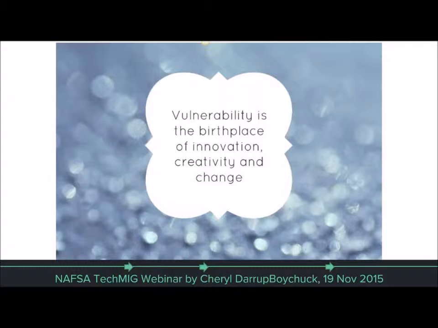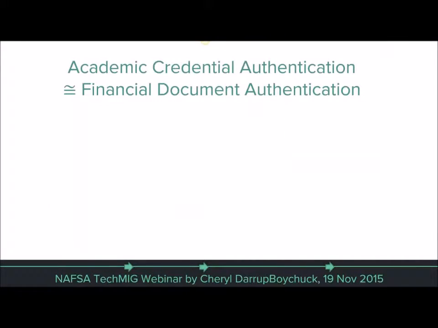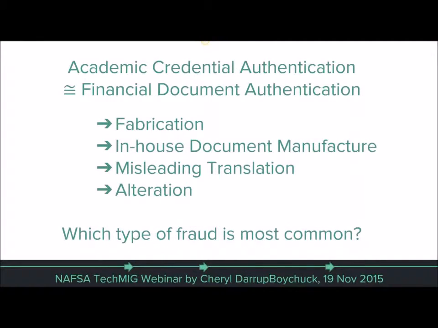So we will take a look at some of those vulnerabilities in the international admissions process. And when you think about it, it's not an awful place to be. We just need to be aware and pay attention, always looking for ways to improve the efficiency and the integrity of our operations. Over the past few years, we found many parallels between authenticating academic credentials and authenticating financial documents. In both cases, we've identified 4 broad categories of fraud.